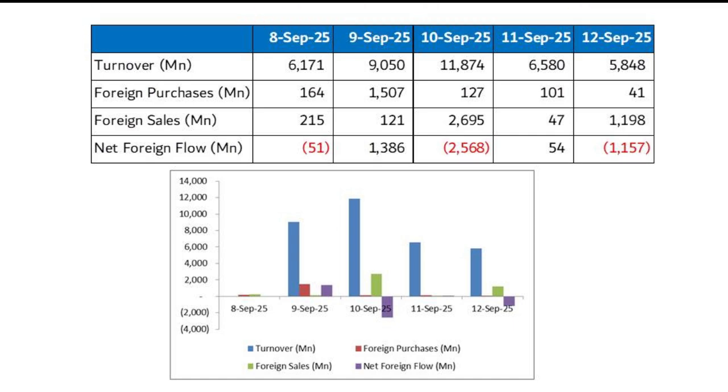On the foreign investors side, activity stayed strong. Foreign purchases came in at around 1.9 billion rupees, but sales were much higher at 4.3 billion rupees. That means we saw a net outflow of about 2.3 billion rupees from foreign investors over the week.